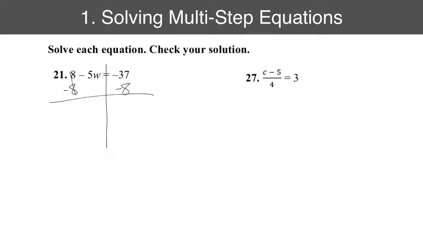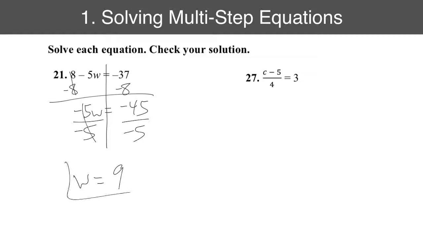So you do it on both sides, and so we bring down what we didn't use, negative 5w equals, then you say negative 37 minus 8, which comes out to be negative 45. Now at this point, we got a one-step problem. You have negative 5 times w equals negative 45. So that negative 5 and that w are multiplying, so we're going to move it by dividing. So divide by negative 5 and you get w equals, and negative 45 divided by negative 5 would give you a positive 9. So there's your answer, w equals 9.